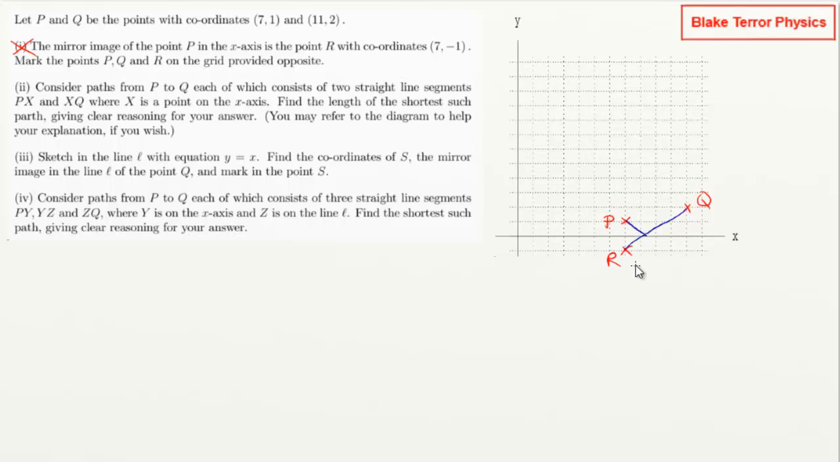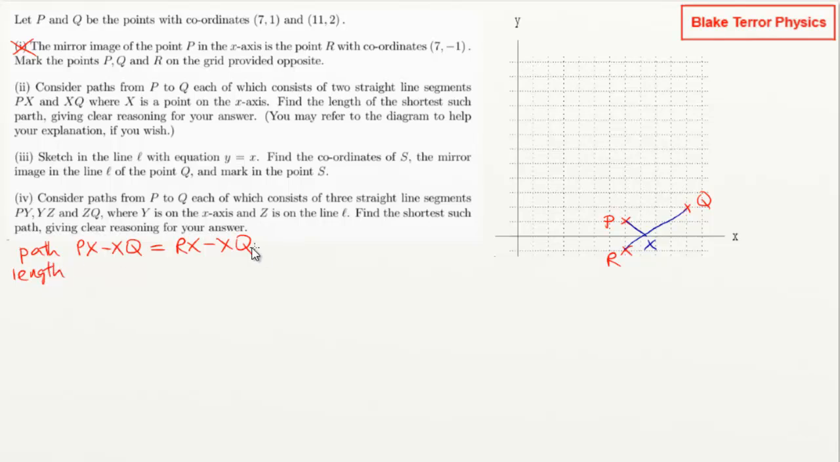And we can draw that down there, mark that as X. Wherever X is, let's start with that before I get into saying the shortest distance bit. I can say that the path length PX plus XQ is equal to RX plus XQ.